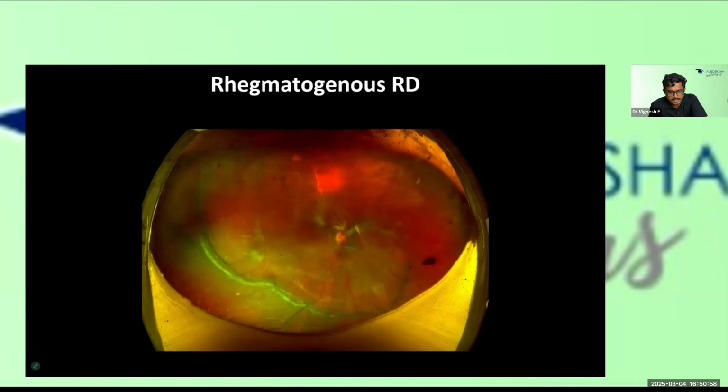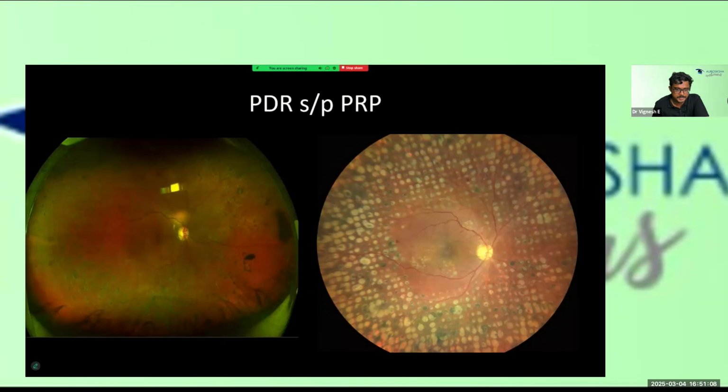So this here is an ultra wide field image of a rhegmatogenous retinal detachment. You can see that the retina is detached here. There's probably a subretinal band here. So this image on the left is an ultra wide field image. This image on the right is a wide field image. We can see that more area of the retina is seen on the ultra wide field image. What you're seeing is laser marks, probably done for diabetic retinopathy.